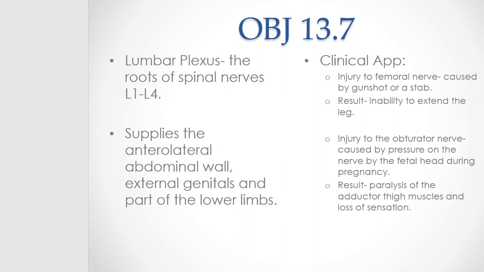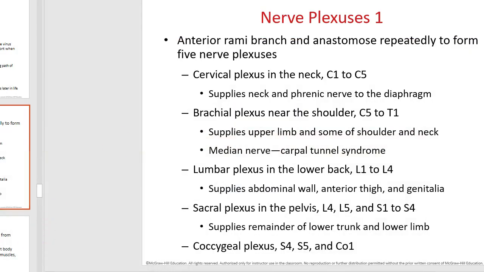We also have another instance, injury to the obturator nerve, which is caused by pressure on the nerve by a fetal head during pregnancy. Sometimes the fetus's head is laying in that area, and it's hard for a mom to adduct that thigh. That muscle ends up being paralyzed until they shift the baby or, of course, when they have the baby, the pain and the pressure is relieved. Okay, so that covers our plexuses.